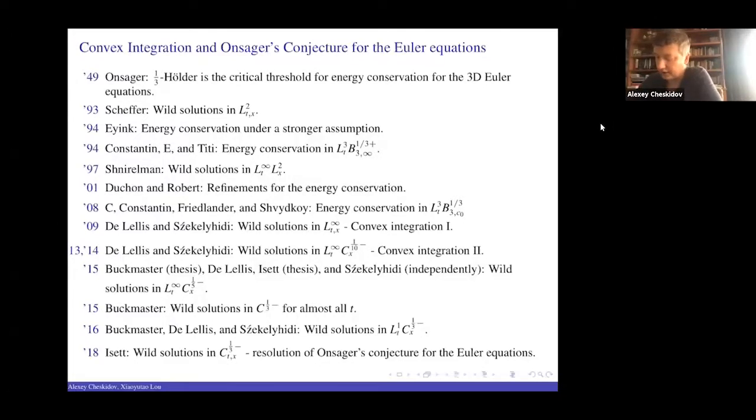In 2009, De Lellis and Székelyhidi introduced the convex integration technique to the Euler equations and proved the existence of wild solutions in L infinity. And then they introduced what we call convex integration type 2, right? That we all love nowadays. And the exponent started improving quite rapidly, right? First it was 1/10. And then Tristan and Philip got involved, and the exponent became 1/3, first in infinity in time. Oh, sorry, 1/5 first, right? Then it became 1/3 for almost all time, and then L1 in time. And then finally, Isett proved the Onsager's conjecture in the negative direction by reaching the critical space.